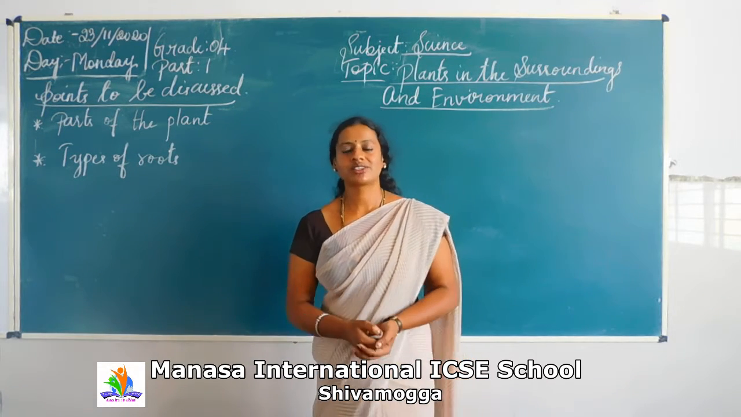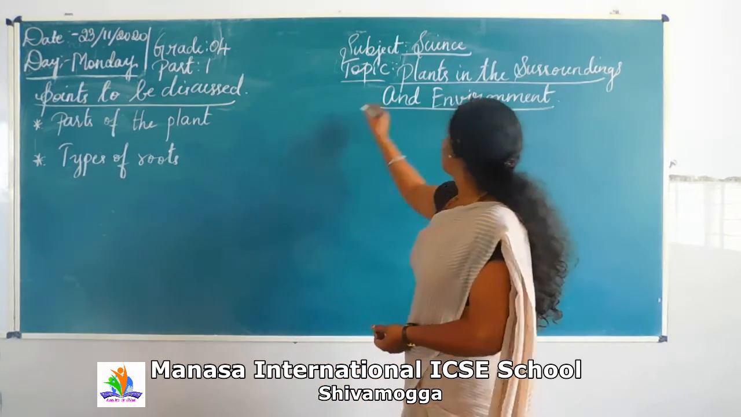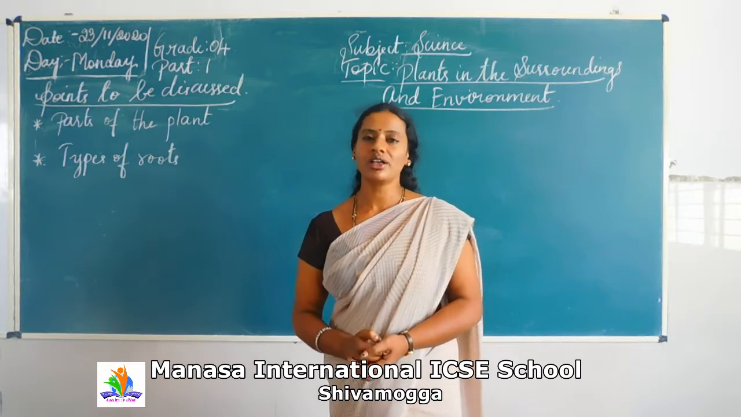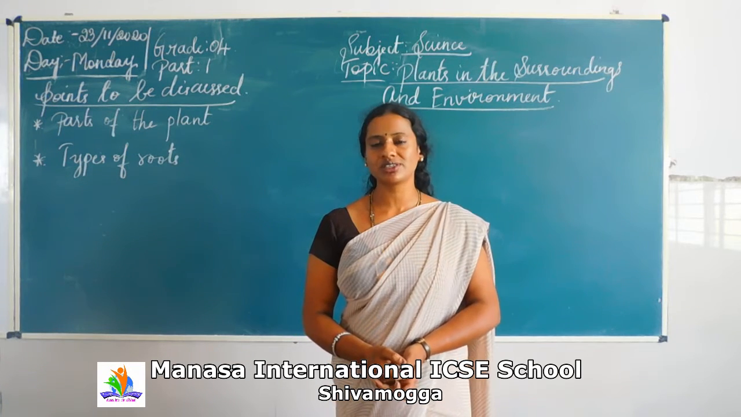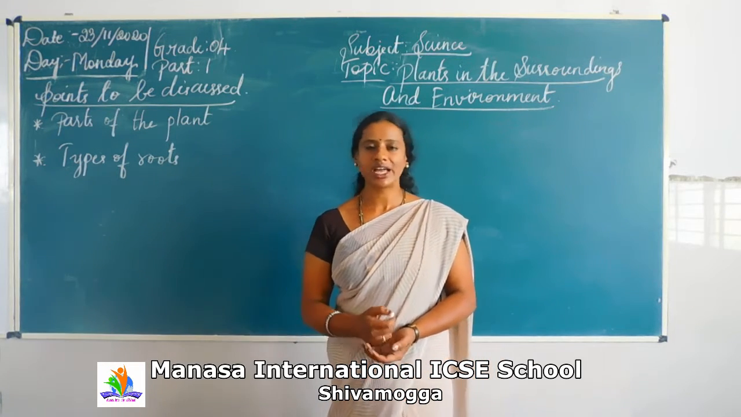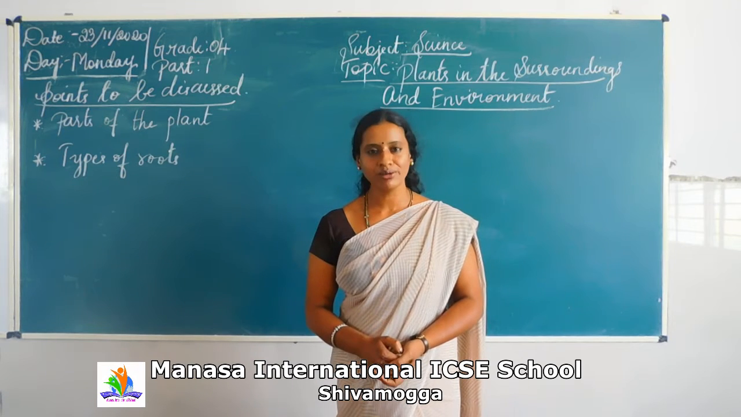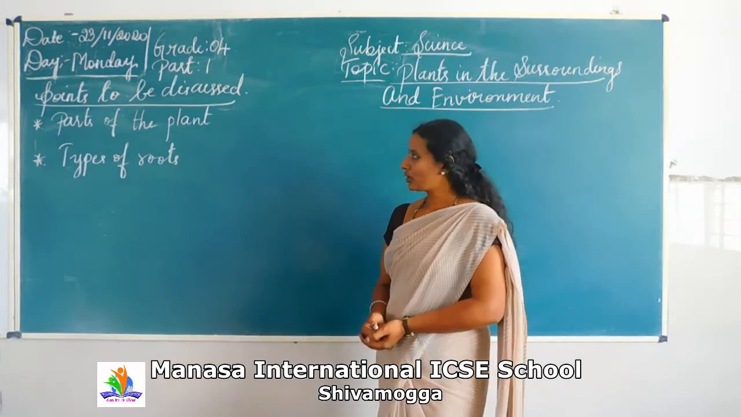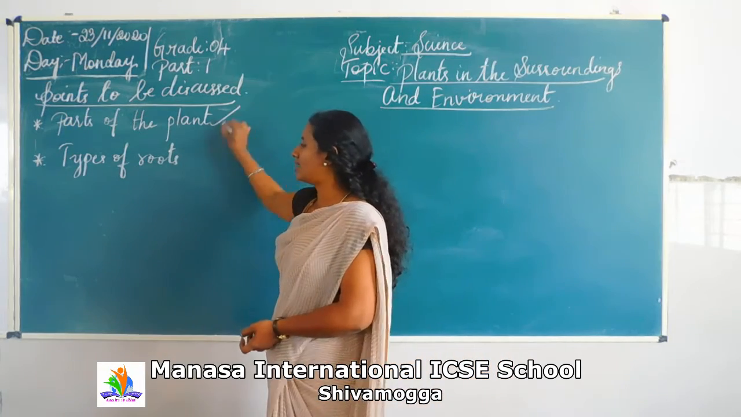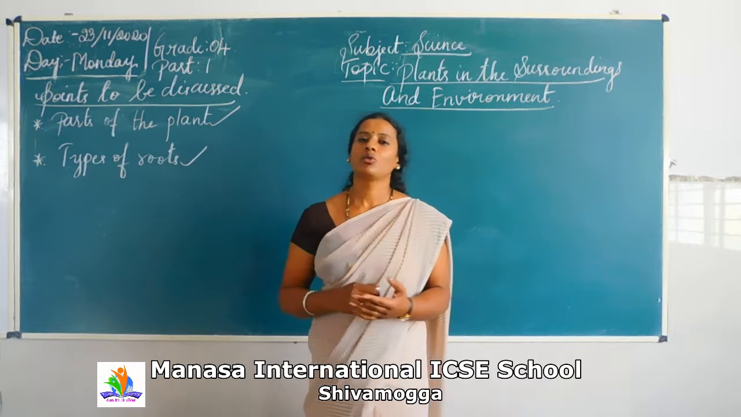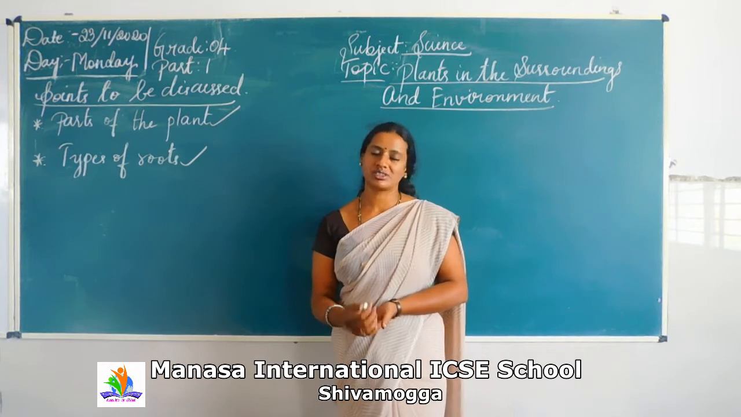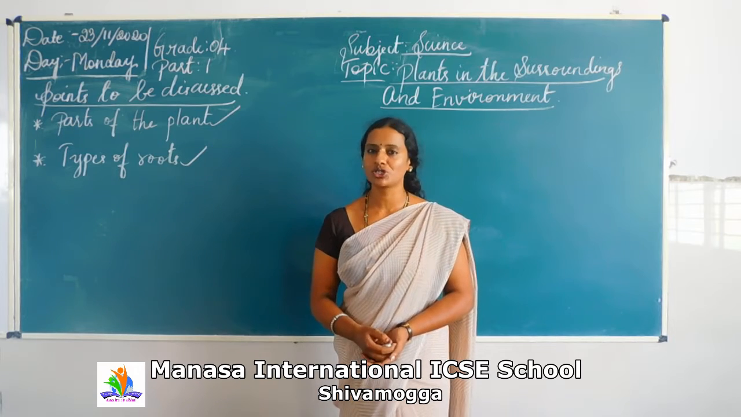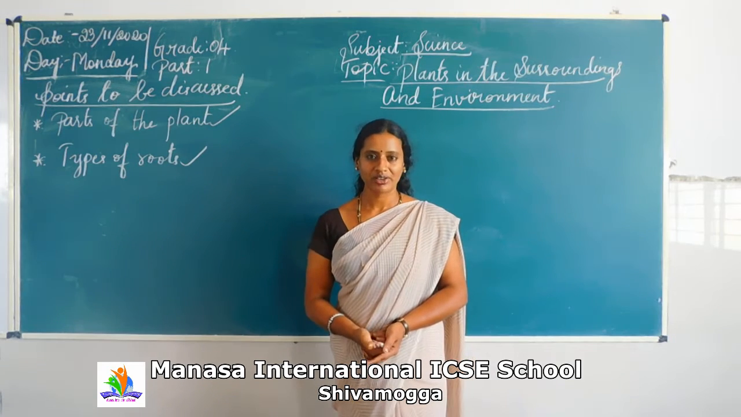Now let us move on to the next chapter, that is plants in the surroundings and environment. In the previous chapter, we discussed some of the life processes, that is the digestive system and excretory system. Now it's time to know about plants. In this chapter we are going to study the parts of the plant, types of fruits, the different types, what are its functions, etc. So in this session I am going to give you an introduction and also the two units' explanation, right?